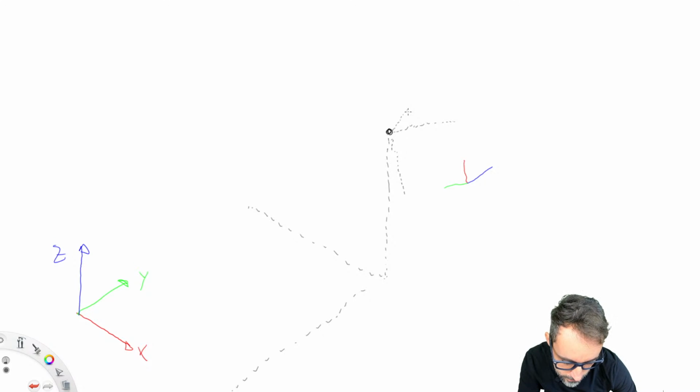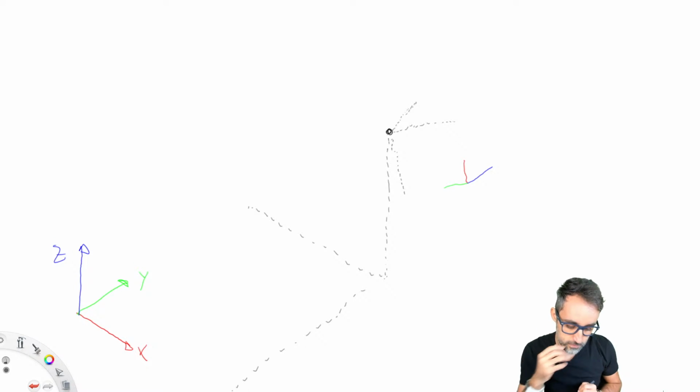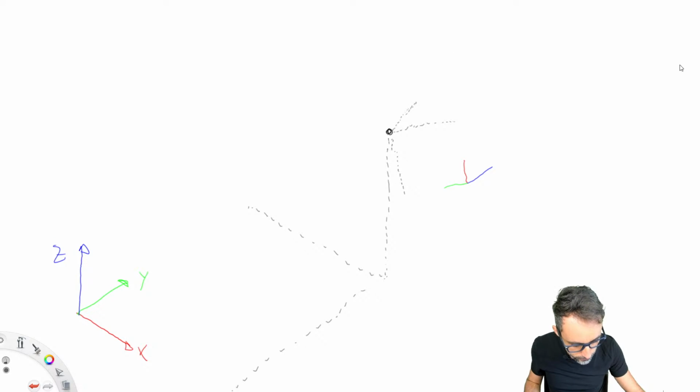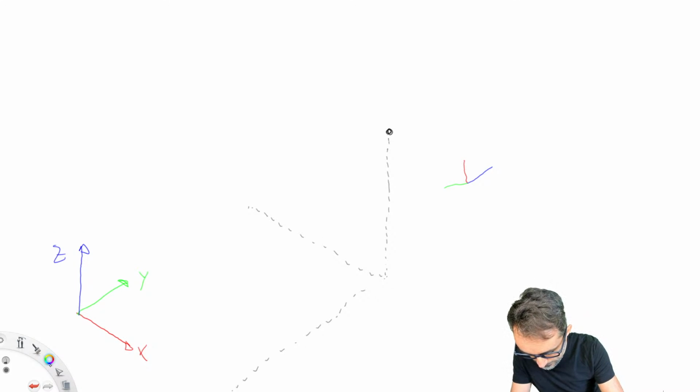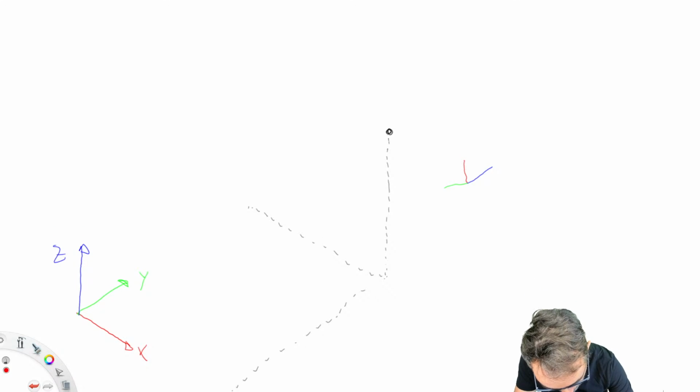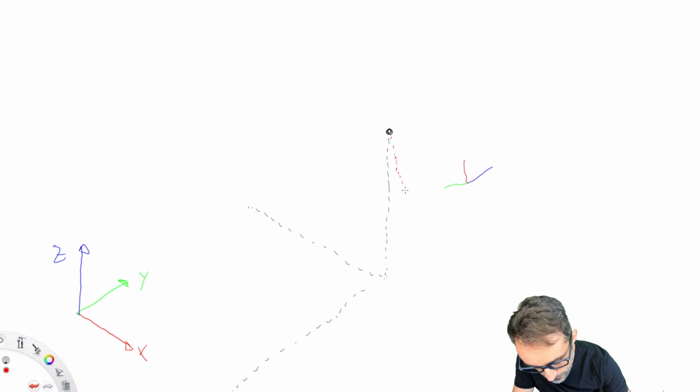In this other coordinate system, right? And actually, wait, maybe we can draw those differently. What if we draw them like this? This is the x coordinate, right? This is the y coordinates.